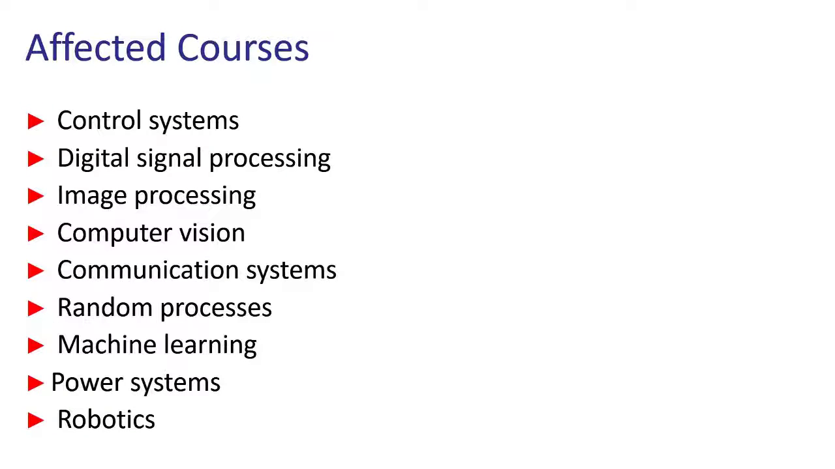Learning signals and systems is important for understanding control systems and estimation, communication systems, random processes, machine learning, computer vision, analog circuit design, power systems, biomedical signals and image analysis, robotics, and others.